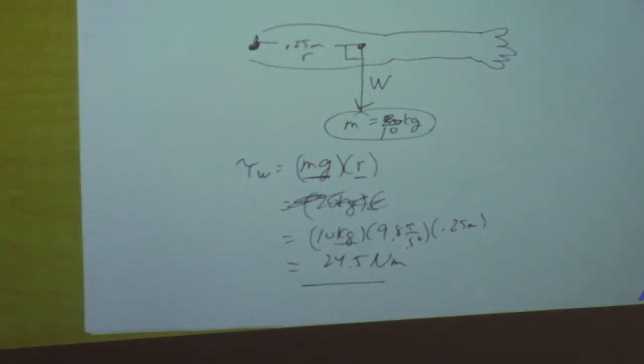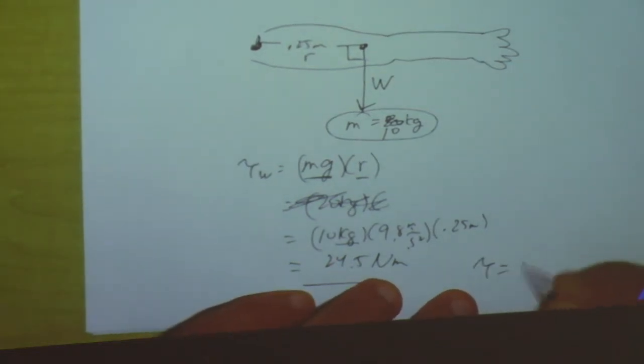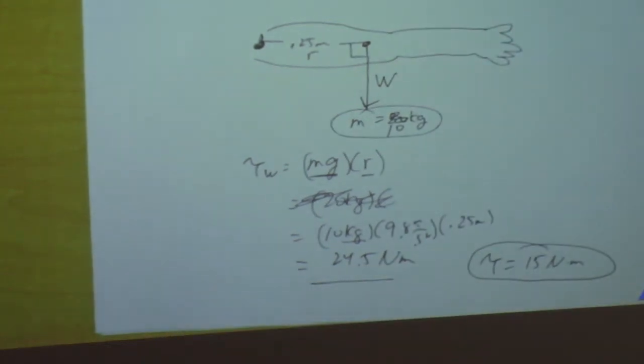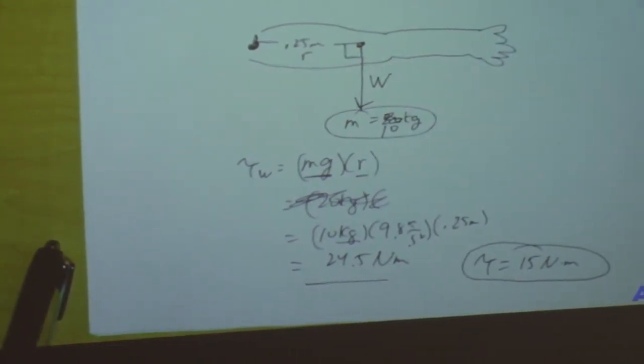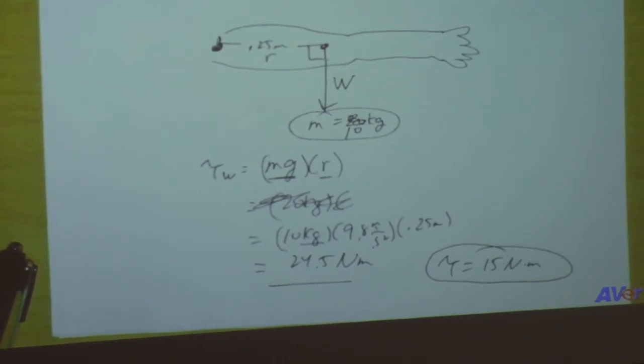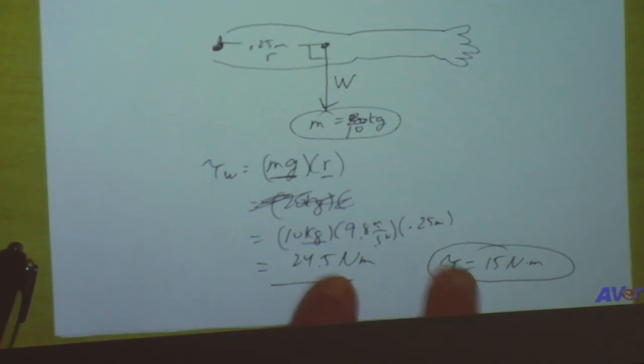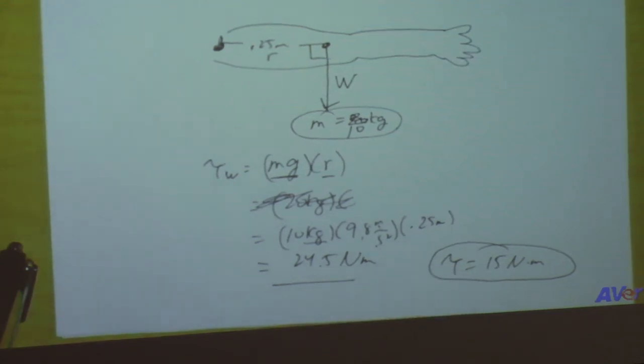So if you look at the answers, the one that has the same order of magnitude is actually the first one. It's closest to 15 Newton meters. The other ones are either a factor of 10 to 100 too much. So in this one, that's the closest order of magnitude wise. All right, good. Any questions about this one?